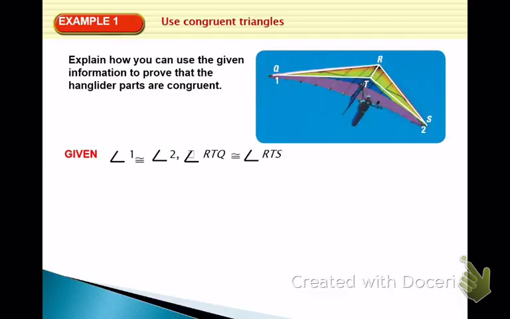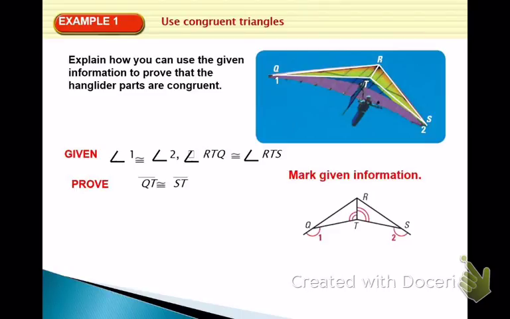Okay? So, for example, if these 2 triangles that are created by the hang glider, triangle QRT and triangle SRT, we need to make sure that all those parts are congruent. So how can we do that? Well, if we make sure that angle 1 and angle 2 are the same, and we make sure that angle RTQ and RTS are the same, then that should be enough. How is that possible? Okay? Well, if we make sure that those parts are congruent, then we're automatically going to know that the rest of the parts are, including QT and ST.